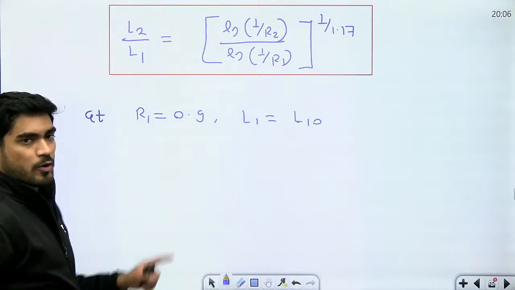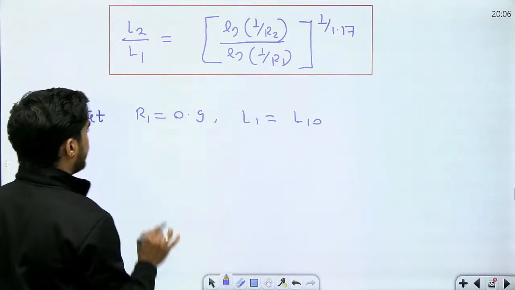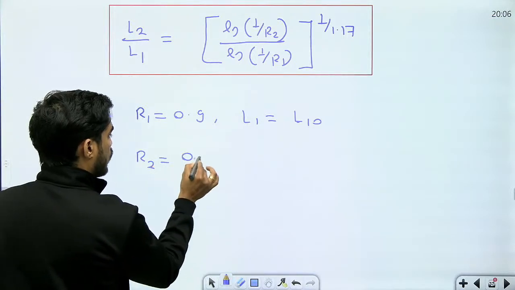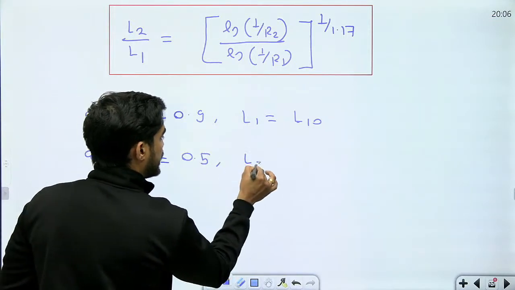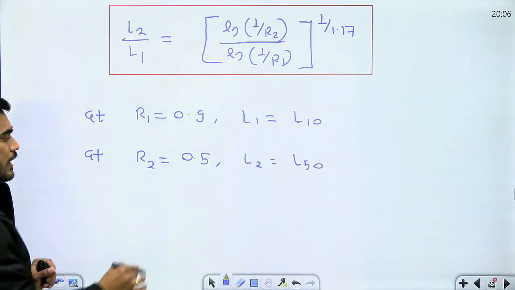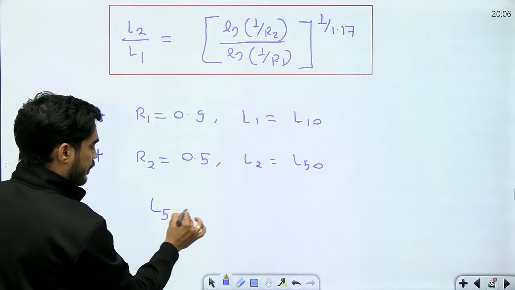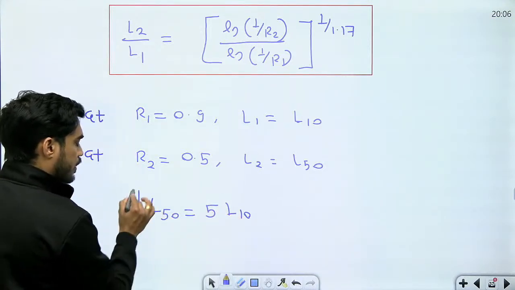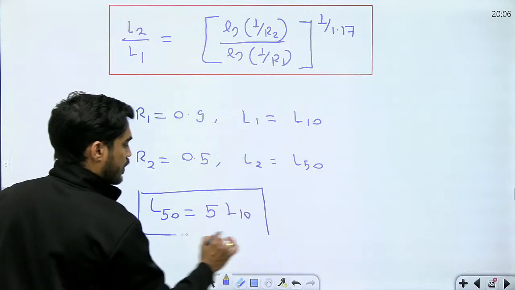For example, at R1 equals 0.9, that is 90% reliability, let's say L1 equals L10, and at R2 equals 0.5, let's say L2 is equal to L50. You put it here and you will get this relation: L50 equals 5 times L10. If you don't believe me, you can do it yourself.